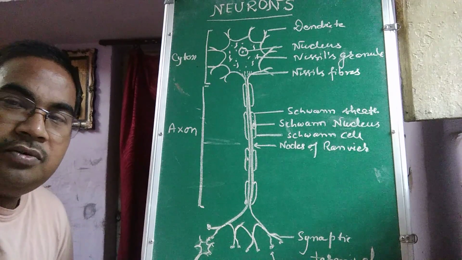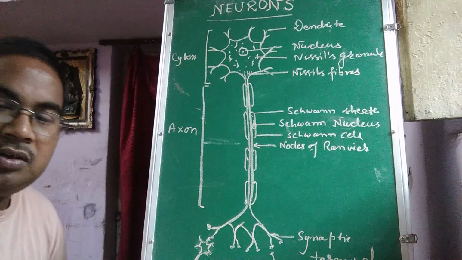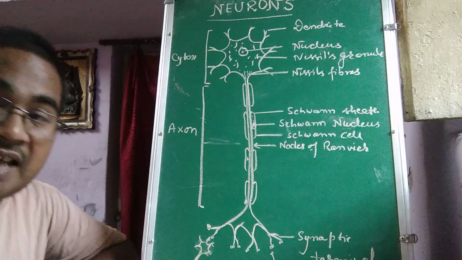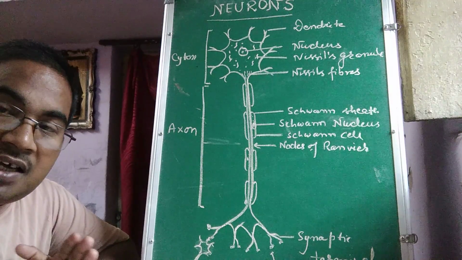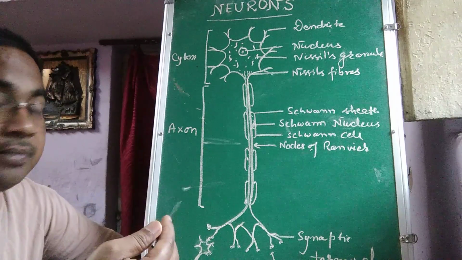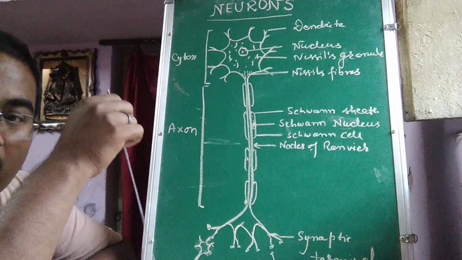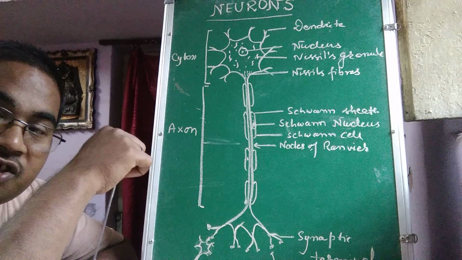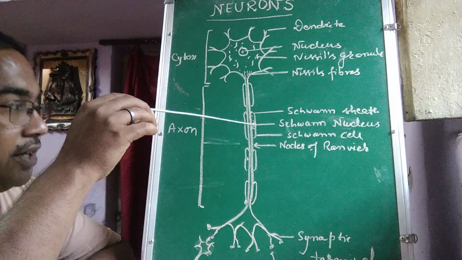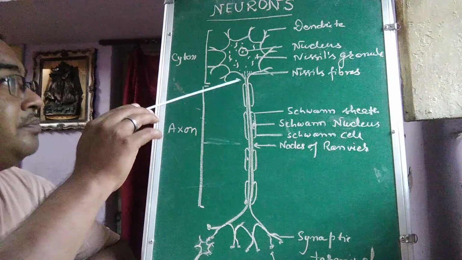Today we are going to study about the neuron. What is neuron? Neuron is the nerve cell. The entire nervous system is composed of nerve cells. This is neuron. The structure of neuron is very much important for the board examination. So understand it, try to learn this figure.